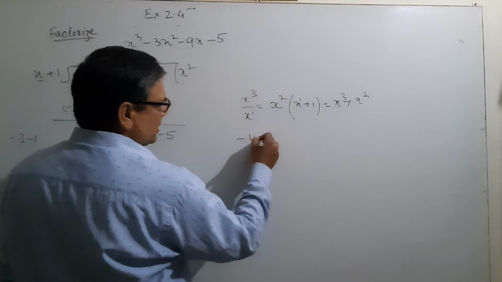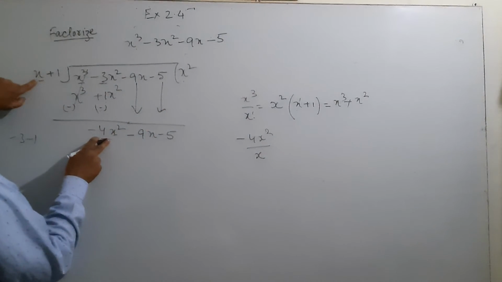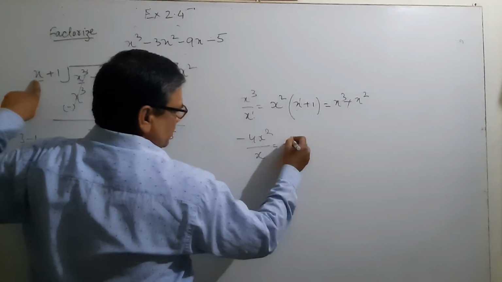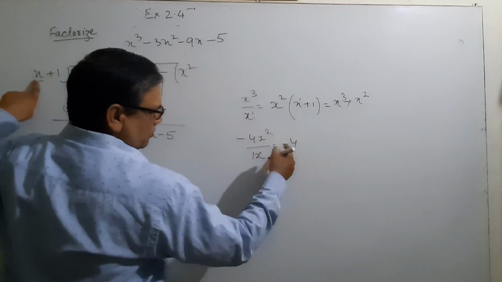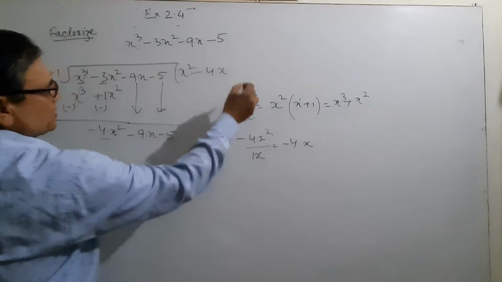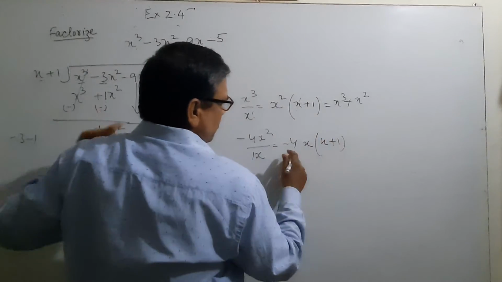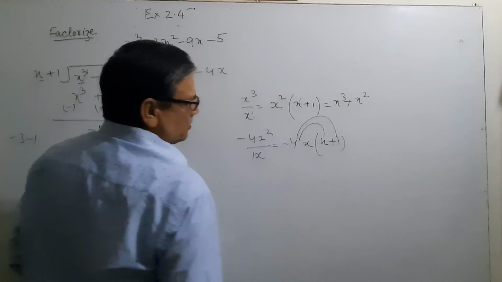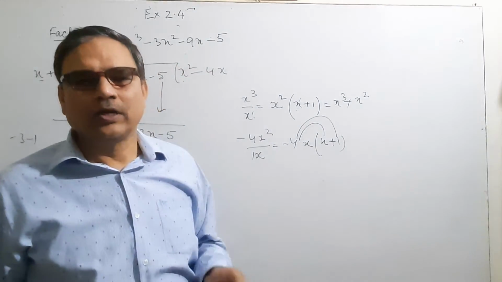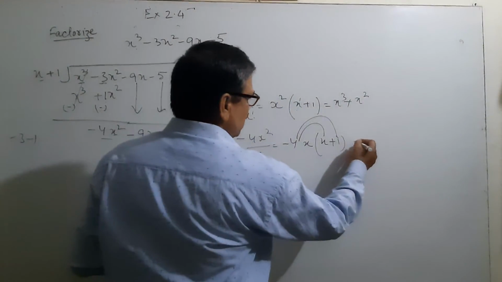4x square minus 4x square divided by x, here is x, this term divided by this term, and now change the sign, plus. Here is minus, and what is that? 4 1 4, here is x square, here is x, and now what is your answer? Minus 4x, and this minus 4x multiplies to x plus 1. Now open the bracket, this multiplied to this, multiplied to this. When we open the bracket, the sign inside the bracket will change. Then what is your answer?